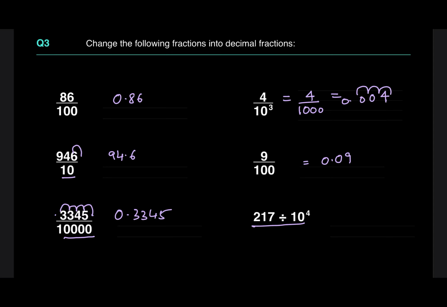Last one, this is similar to this one. See, same thing, but just the division sign is given over here. So what do we write instead of this? I will write 217 upon 10 raised to the power 4, which means 1 and 4 zeros. From here we jump 4 times: 1, 2, 3 and 4. Then put a decimal point here and fill this with a 0.